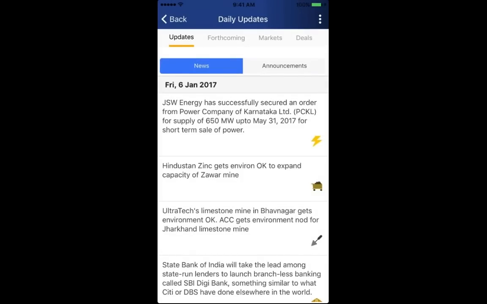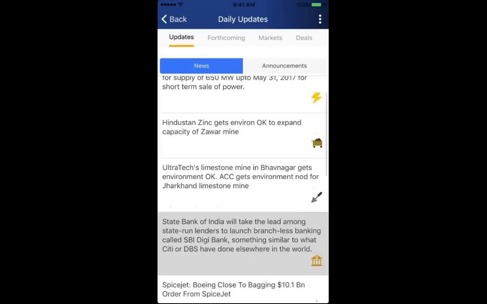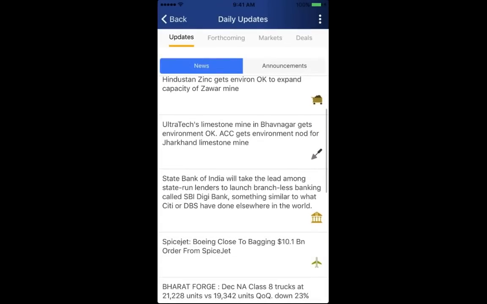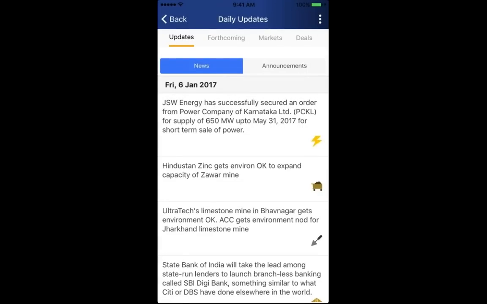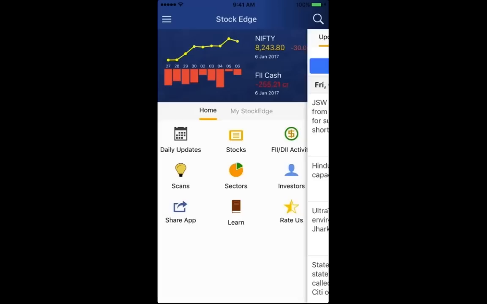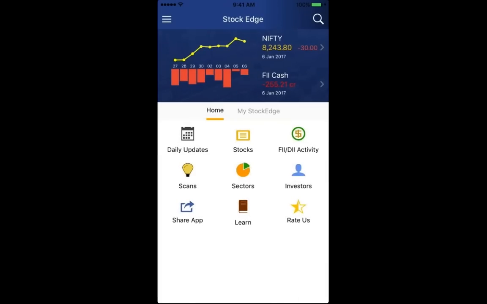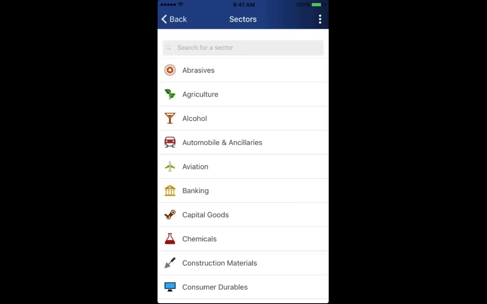Now let's take it real slow. Let's say I go to news. Now under news, I can see that the first one is JSW Energy has successfully secured an order, etc. So when I tap on that, it will ask me whether you want to go to the company, that's the stock JSW Energy, or would you like to go to the sector.